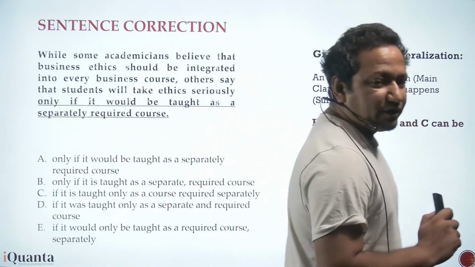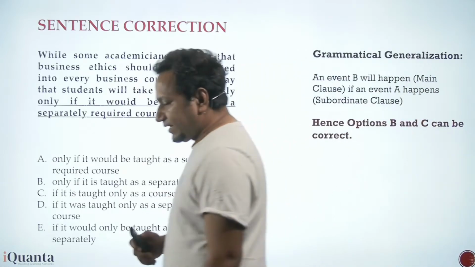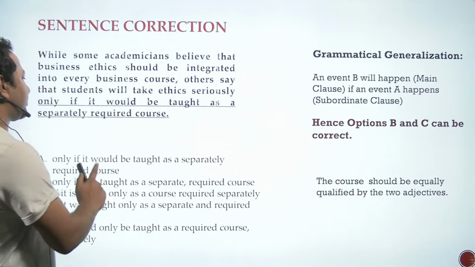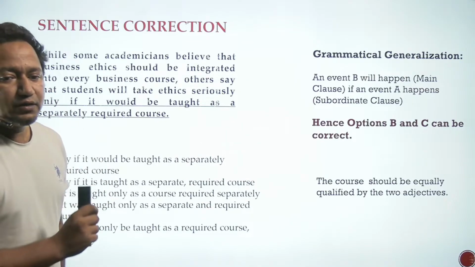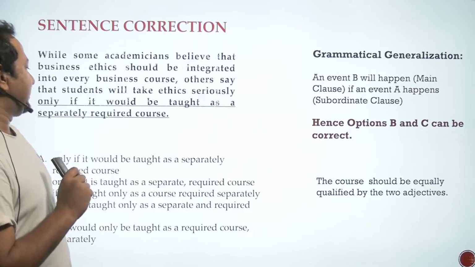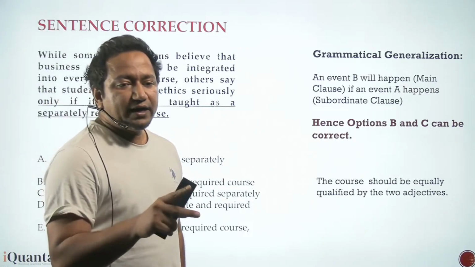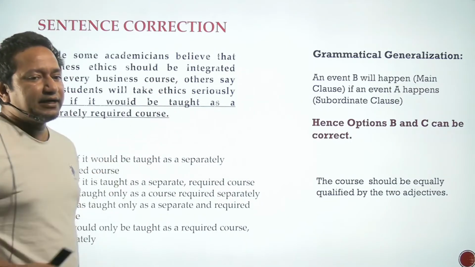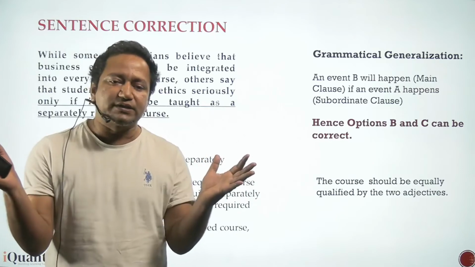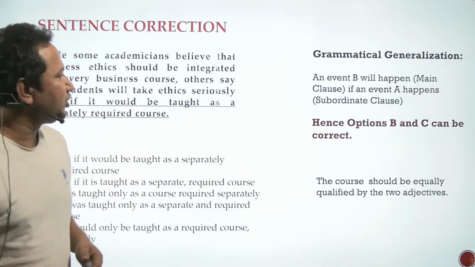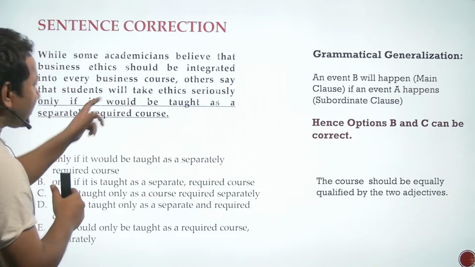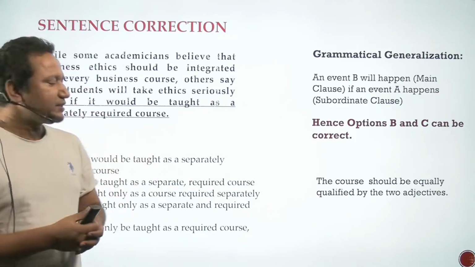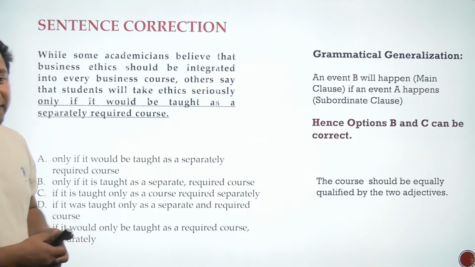For that, we'll be going on to the next set of grammatical rules, which I discussed earlier as well. The course, which course? The course they're talking about, the course of ethics. The course should be equally qualified by the two adjectives. Which two adjectives are those? Required and separate. Because see, the course of ethics has to be integrated. That means it was altogether a separate course. It was not a part of the main pedagogy of the business course. It had to be integrated. It was a separate course, of course, and it was required as well, as academicians are talking about it.